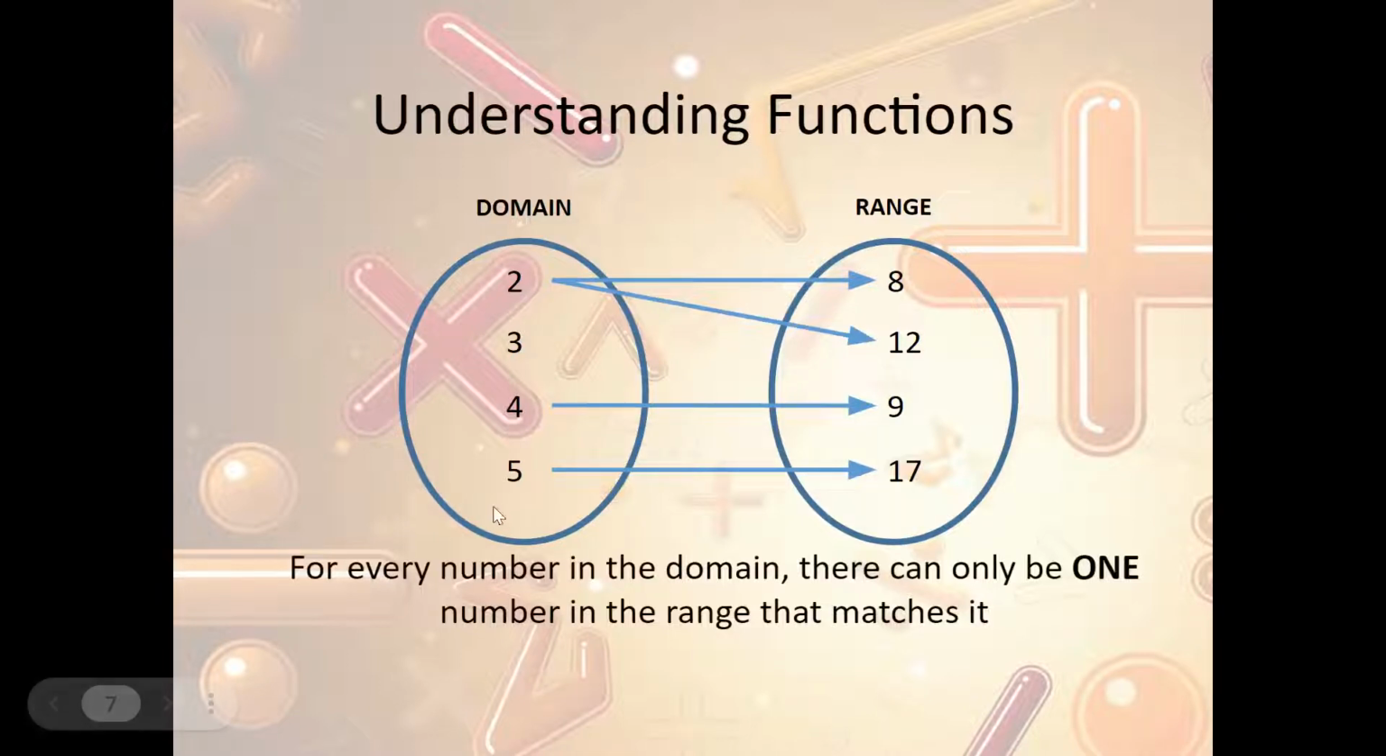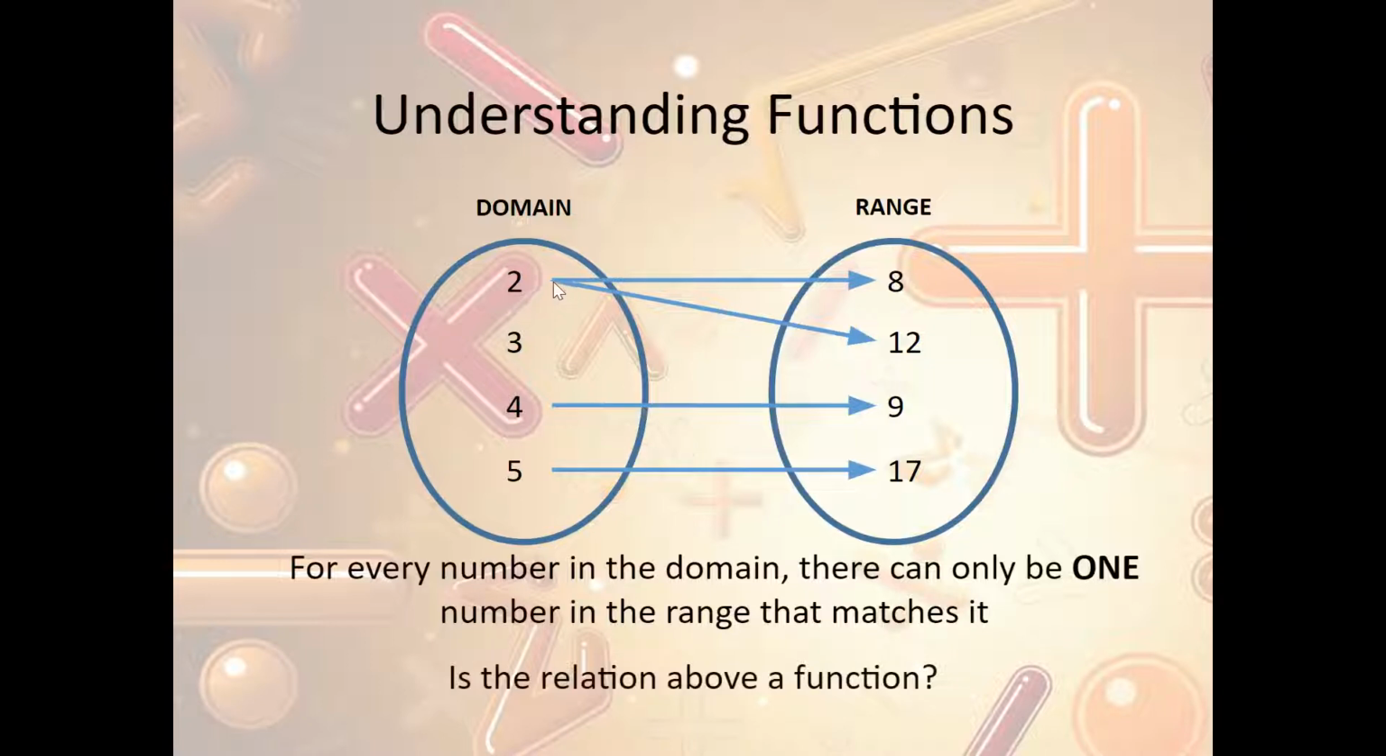Let's look at another example. We have a domain here, and notice now the question is, is this a function? We have the domain here and the range here, and notice 2 is mapped to both 8 and 12. So therefore, this is not a function because 2 is mapped to 2 different places. Remember, for every x, this is our x, for every x, there can be only one y that goes with it. 4 and 5 are okay. 3 is actually okay even though it's not mapped to anything. The issue is 2.